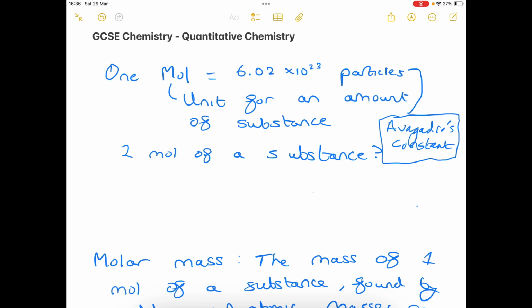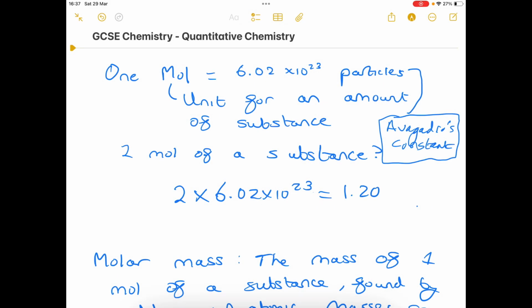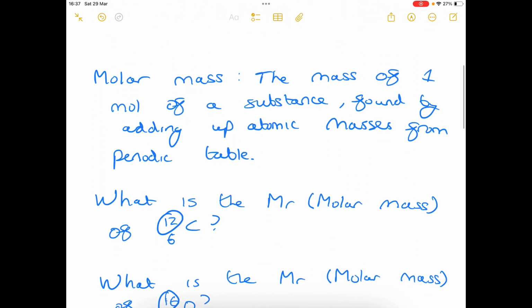So the mole is the unit for an amount of substance in chemistry, and 1 mole of a substance will contain 6.02 times 10 to the 23 particles. That number there is known as Avogadro's constant. So given that information, if we were asked to find how many particles within 2 mole of a substance, we could just do 2 times 6.02 times 10 to the 23. Chuck that on your calculator to get 1.204 times 10 to the 24. So quite a simple calculation, and something like that could give you 2 marks potentially.